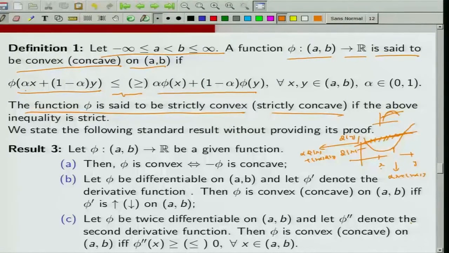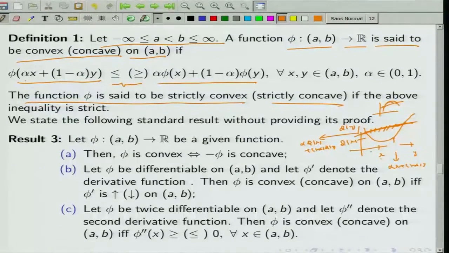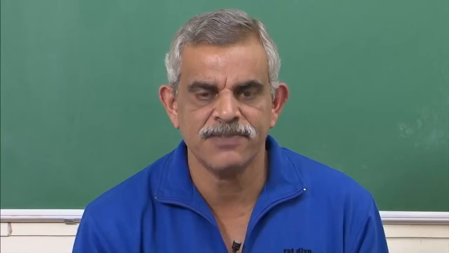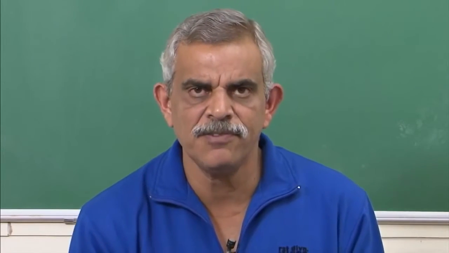Let us try to see how you can check whether a given function is convex or not. That is normally very simple. So let phi be a function from (a, b) to R. Then clearly phi is convex if and only if minus phi is concave, because the less than inequality would get converted into greater than or equal to if I replace phi by minus phi. So phi is convex if and only if minus phi is concave.